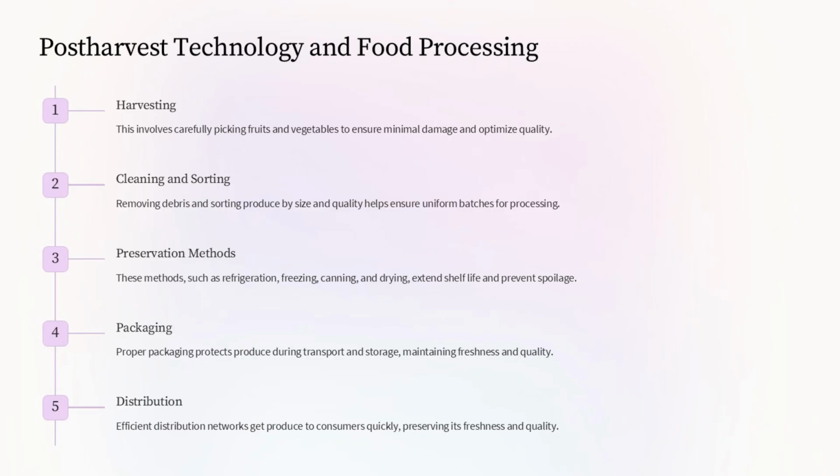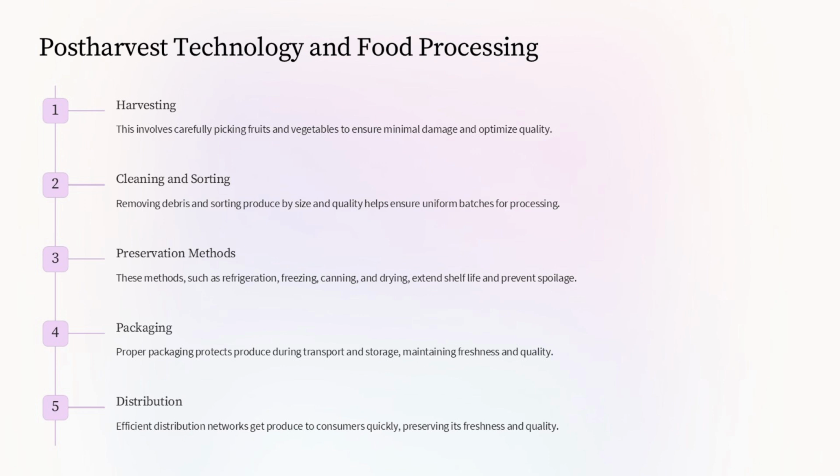Post-harvest technology and food processing are critical to ensuring the quality and availability of fresh produce. Harvesting involves carefully picking fruits and vegetables to minimize damage and optimize quality. Cleaning and sorting removes debris and groups produce by size and quality for consistent processing.